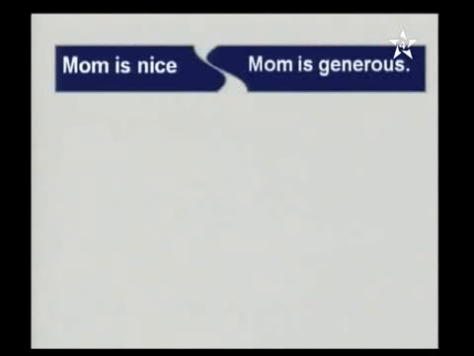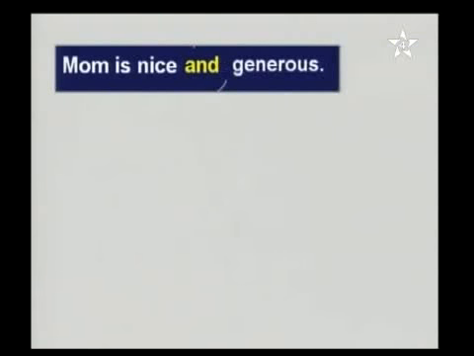For example, how can you link these two sentences? You add the first one to the second, the first adjective to the second adjective. Mom is nice, mom is generous. A very simple word to link these two sentences is and. Good. So, mom is nice and generous.